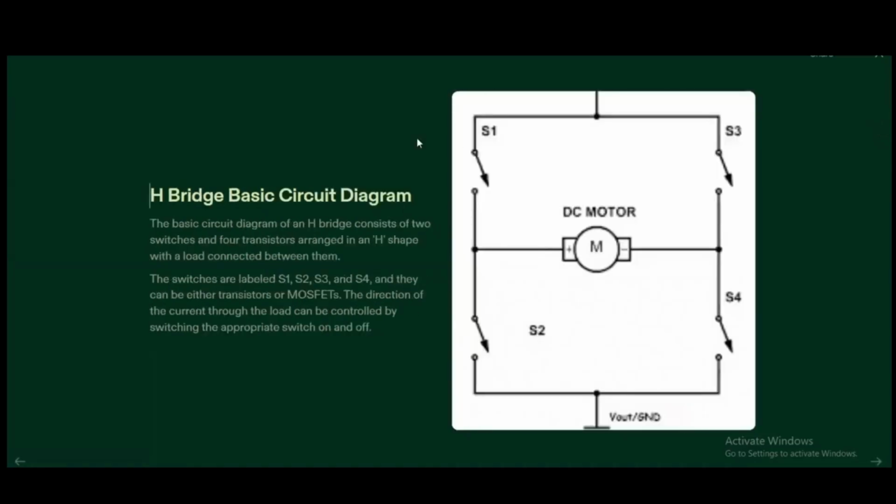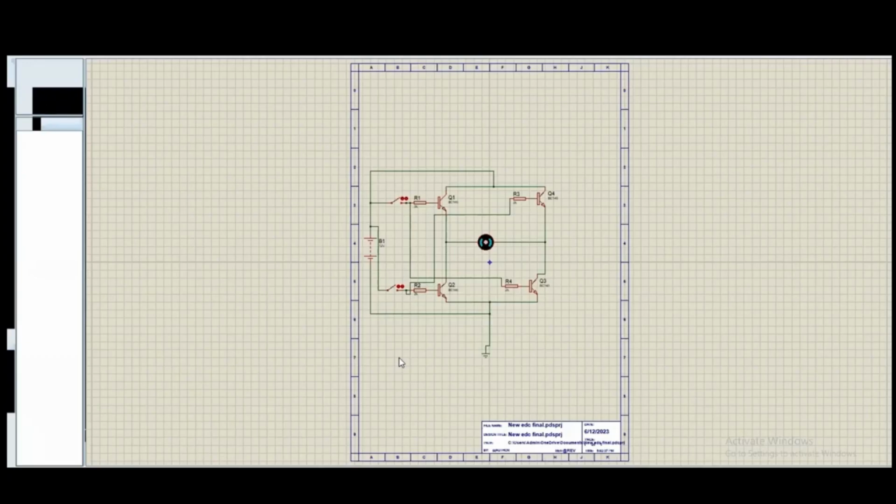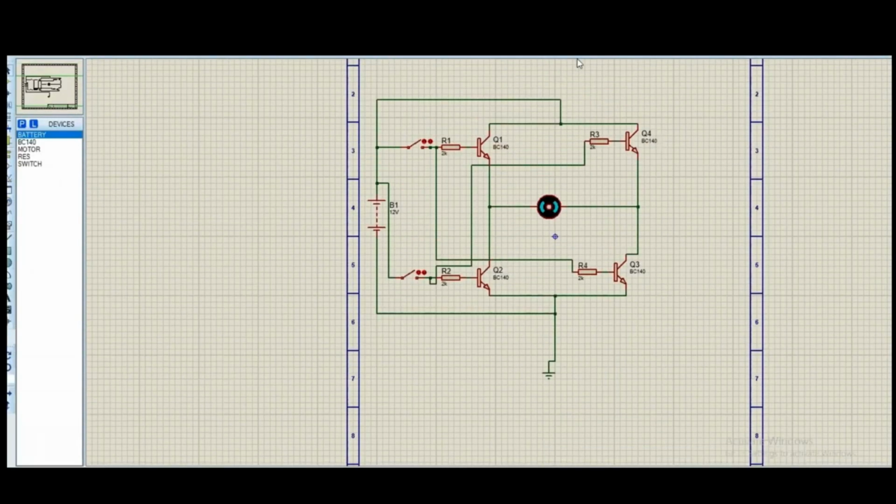Let me explain this basic circuit diagram using simulations. Here, as you can see, the components I have are four transistors, one, two, three, and four. There is one voltage source, and this is the ground applied here.